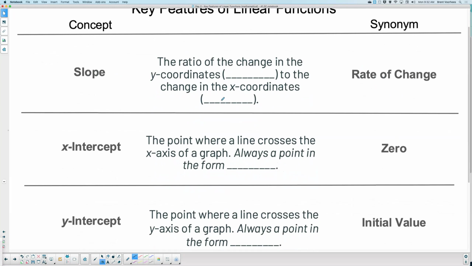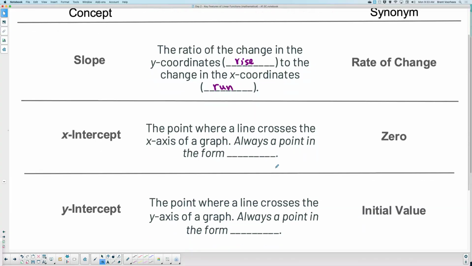Okay, I said this as something over something else. What did I say the formula was? Rise over run. Those are your blanks. Let's fill those in. Rise is your first blank. Rise over run. All right, our next words, x-intercept or zero. The definition for those, it's the point where a line crosses the x-axis of a graph. One more time, show me with your arm. Which one's the x-axis?